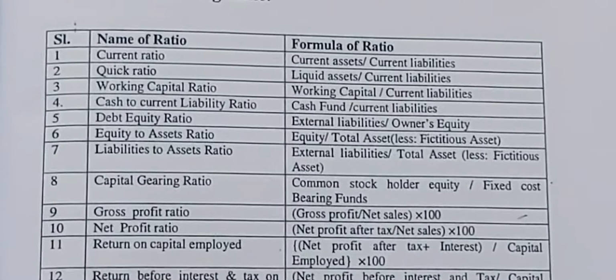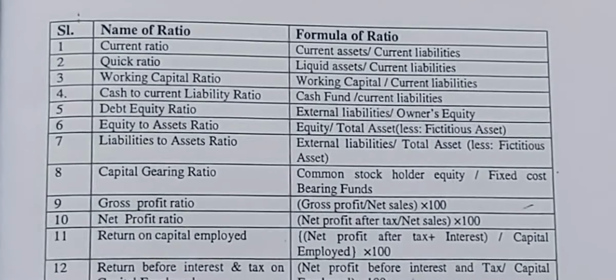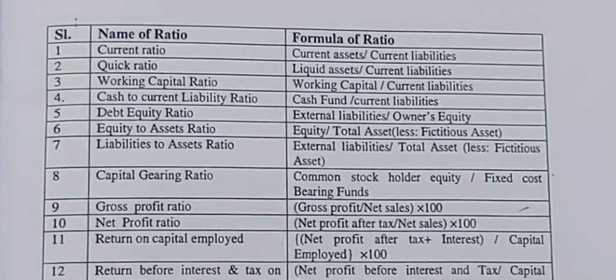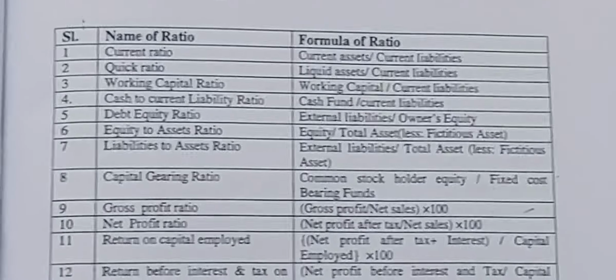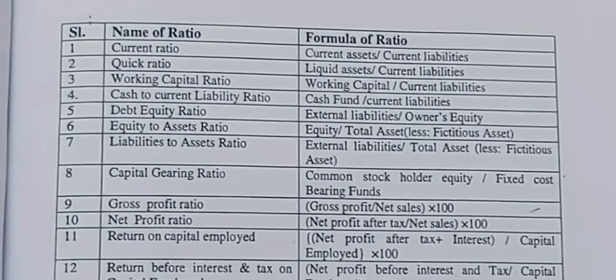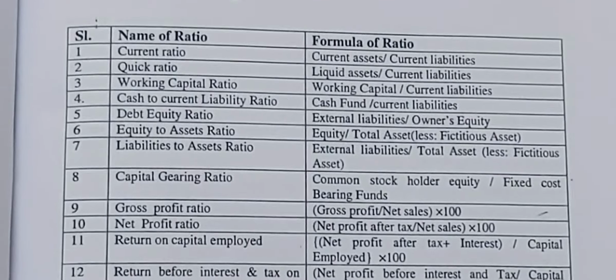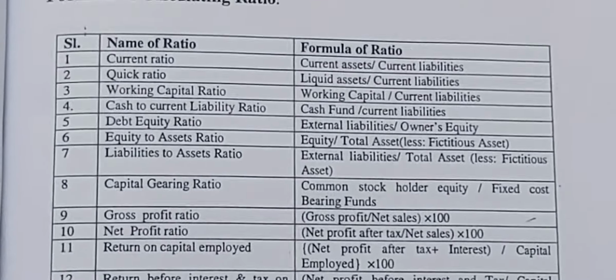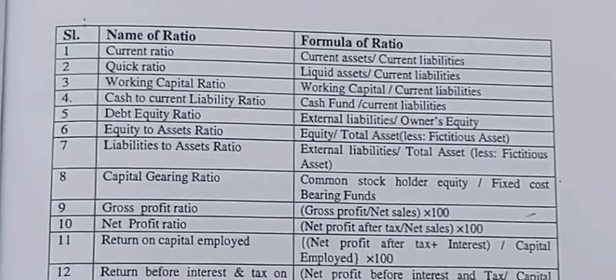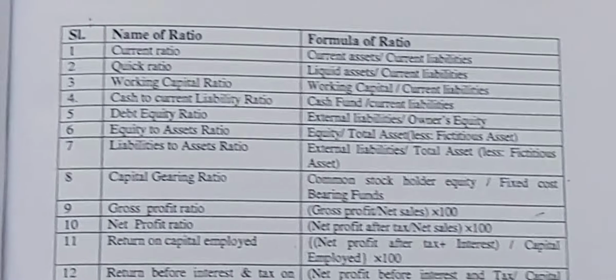Number 7, liabilities to assets ratio: external liabilities divided by total assets except fictitious asset. Capital gearing ratio, very critical ratio: common stockholder equity divided by fixed cost bearing fund.